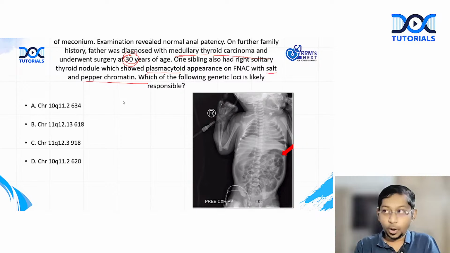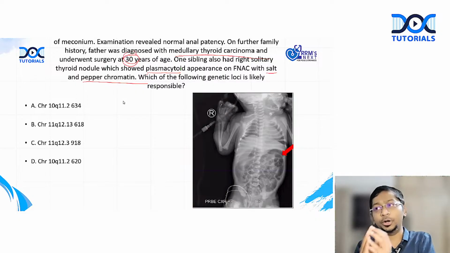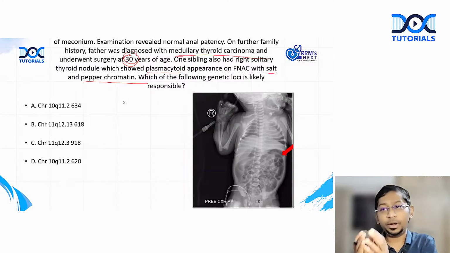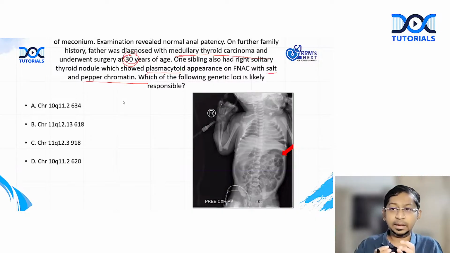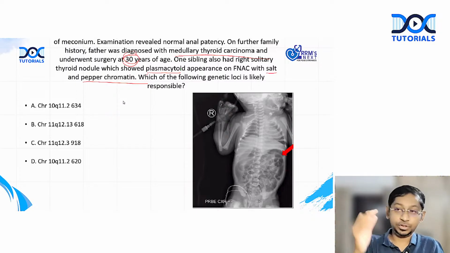So let's look at the options now. We've got two components here: a chromosomal component and a codon component. Now this is where the options are getting a little bit tougher. We've got chromosome 10q11.2 and chromosome 11q12.13, which are the two basic chromosomal loci given to us. And you also have different codons.